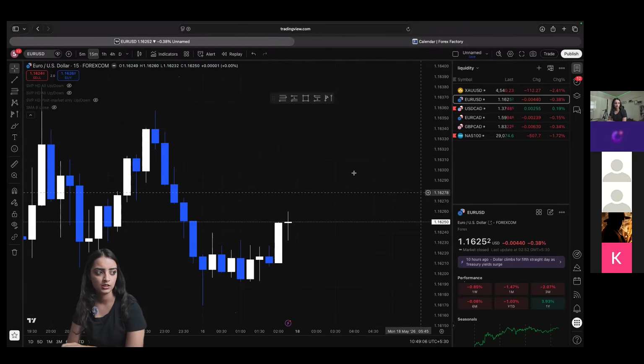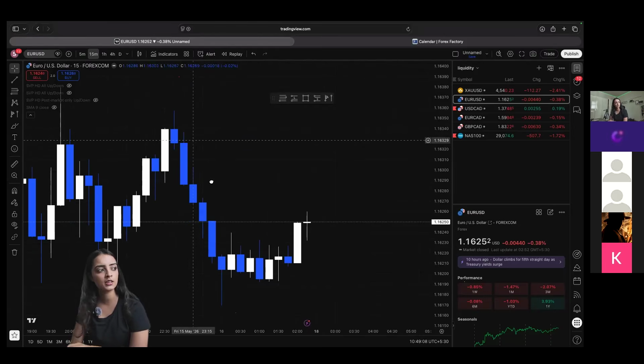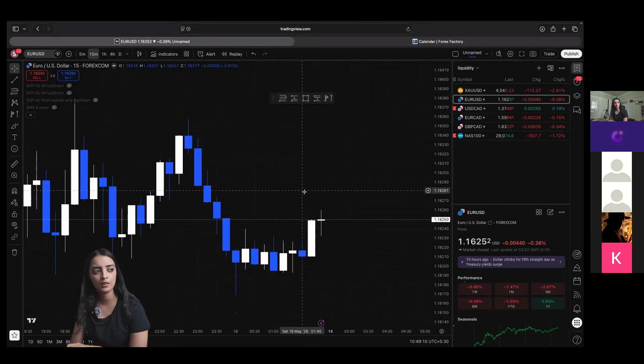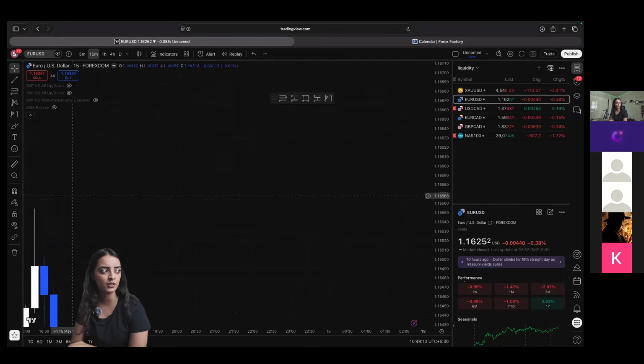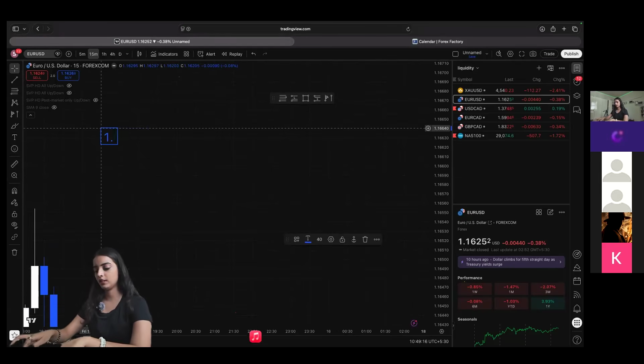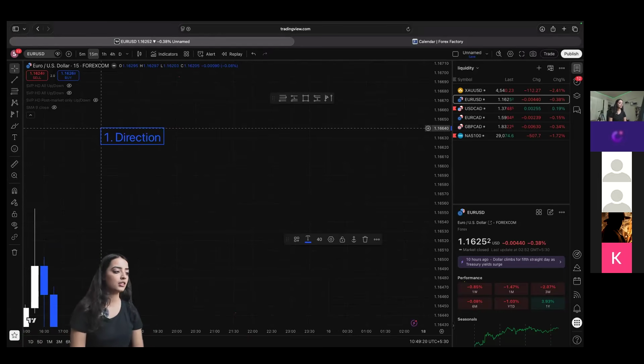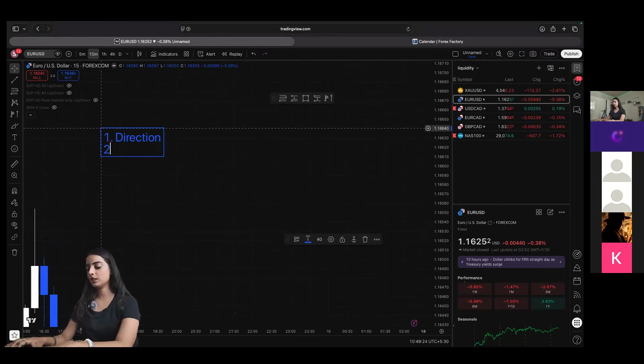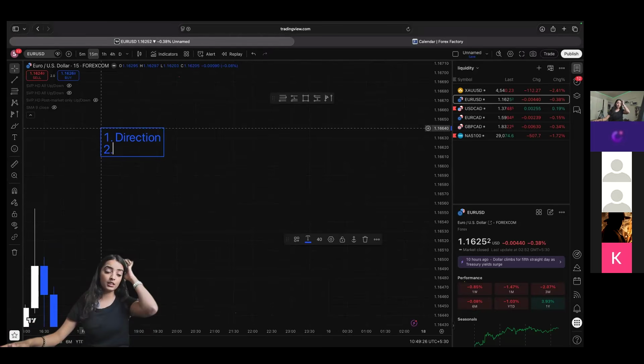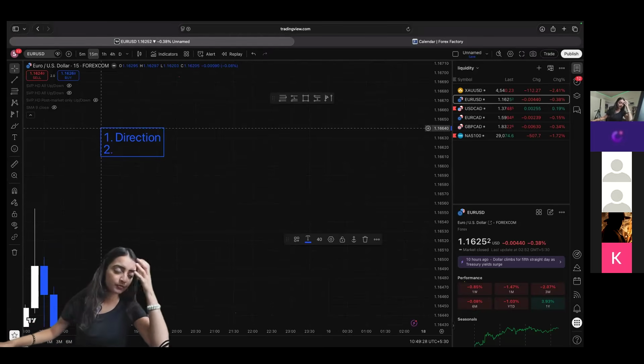So those are the two things I just told you guys. The first thing is directional sweep. Direction is extremely important. Anything that I'm teaching, you cannot go wrong with direction. You need the direction with you at all times. And then we are going to see liquidity. We will need liquidity sweeps.